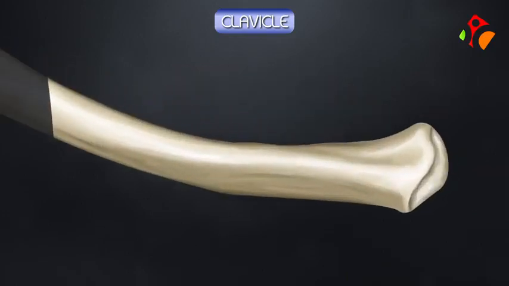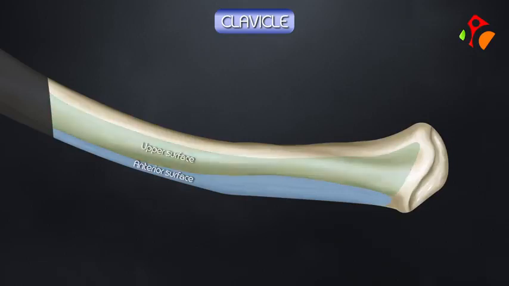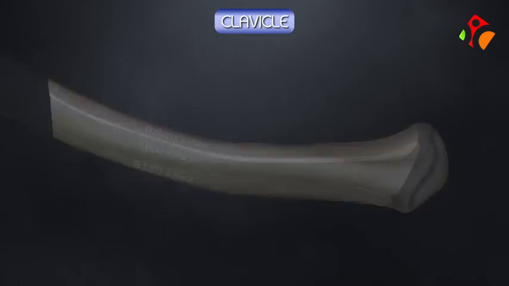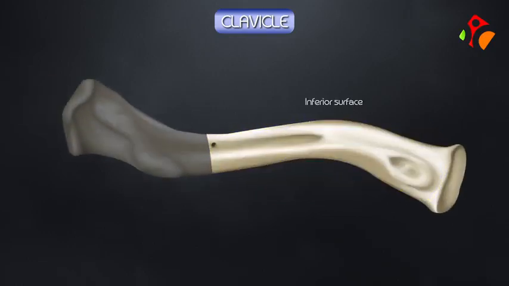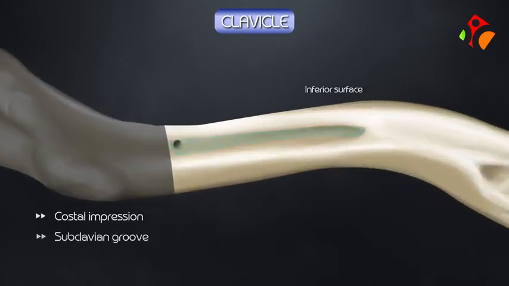The medial 2/3 presents with four surfaces. The anterior surface is rough and convex, the upper surface. The posterior surface is smooth and concave, and the inferior surface presents with the costal impression that gives attachment to the costoclavicular ligament and the subclavian groove. Clavipectoral fascia is attached to the margins of the subclavian groove. The nutrient foramen is directed laterally and is present on the lateral part of the subclavian groove.